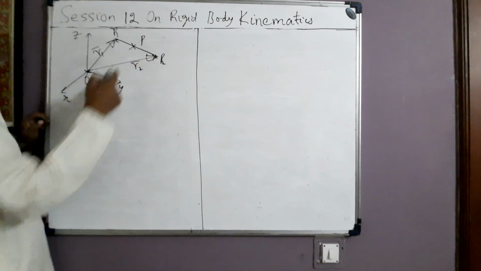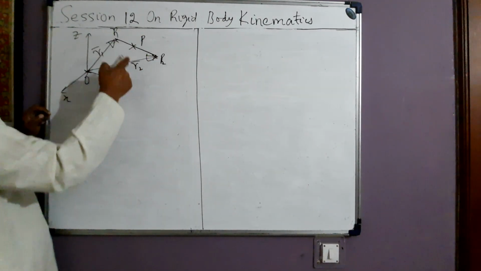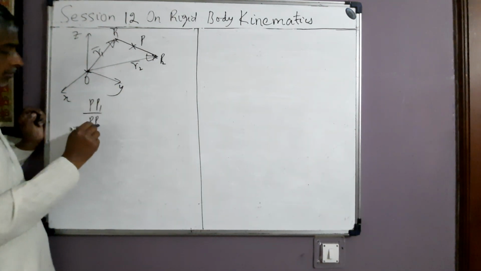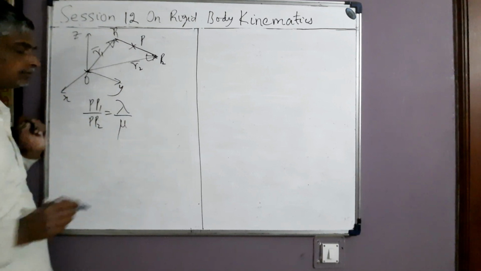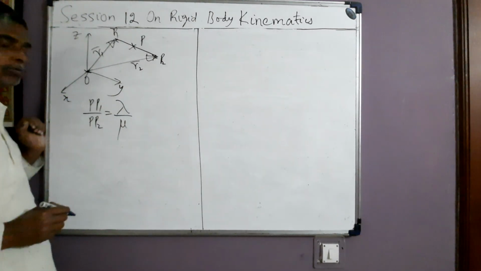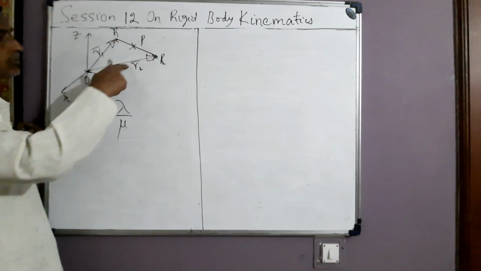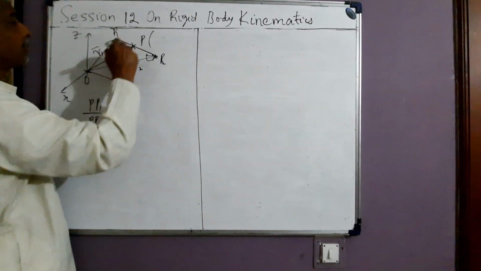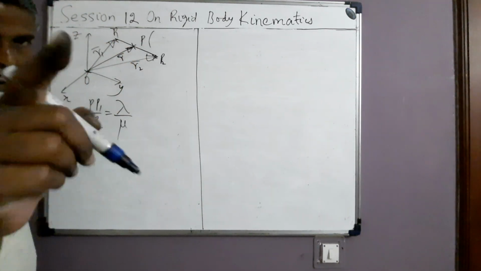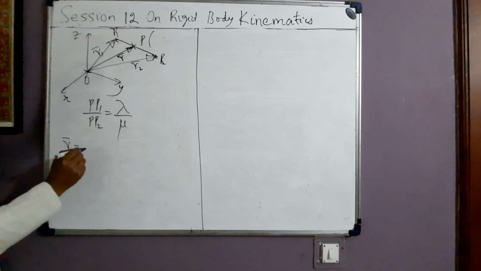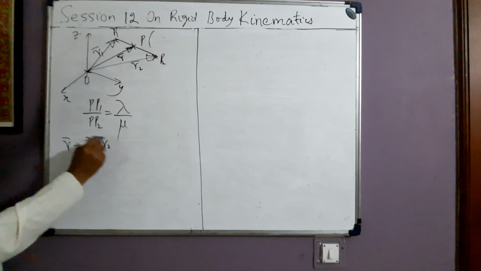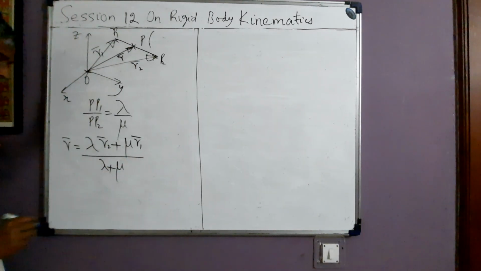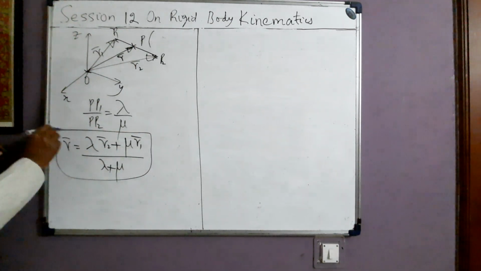P is a point lying on this line segment and dividing this line internally in the ratio lambda is to mu. That means distance PP1 by PP2 is equal to lambda by mu. Okay. So this is the section formula. Let R be the position vector of point P. So you know from the section formula in coordinate geometry that R will be written as lambda R2 plus mu R1 by lambda plus mu. This I suppose you know, the coordinate geometry formula.